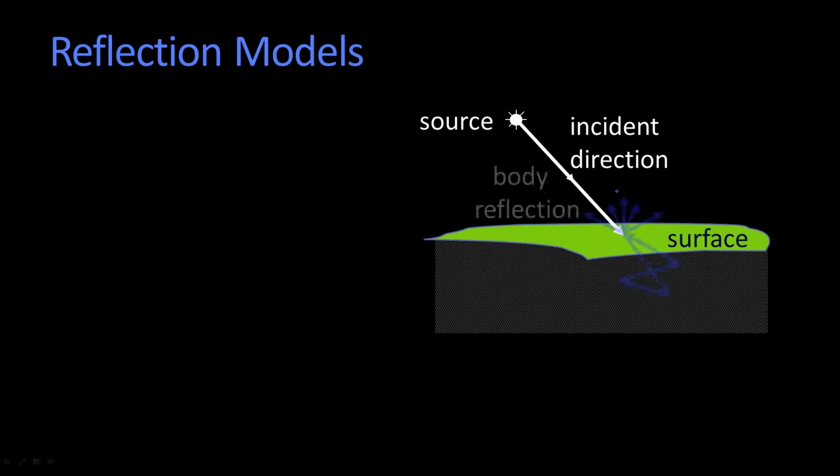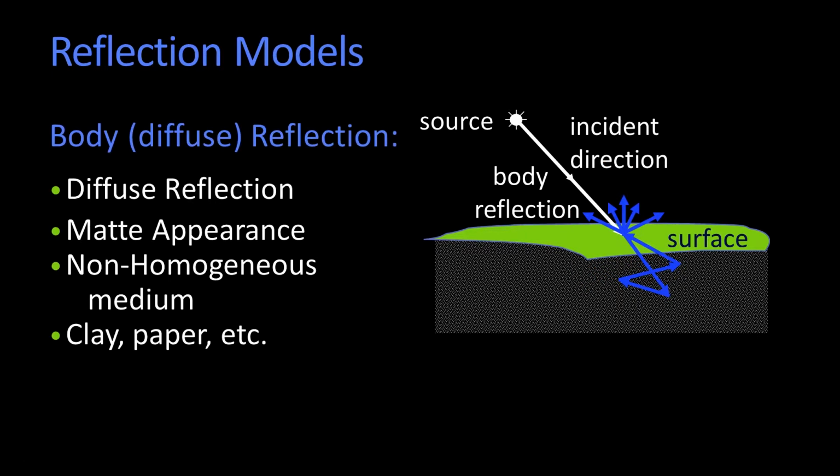The first physical process I want to talk about is referred to as body reflection. The light comes in and scatters around at the top part of the surface, and then it comes out in lots of different directions. Therefore, it's impacted by the stuff that's in the surface. That's referred to as diffuse or body reflection, and it tends to have what's referred to as a matte appearance. Non-homogeneous particulate matter has that kind of reflection.